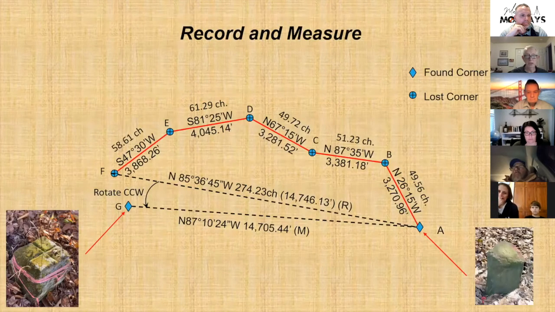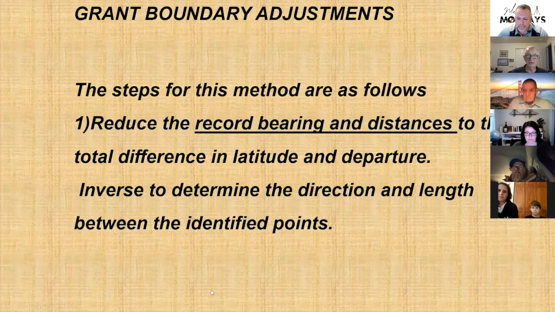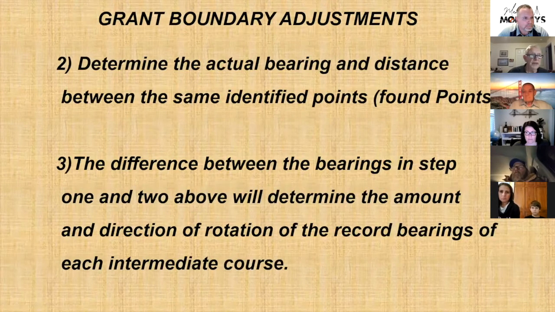If you remember, we found the difference in north and the difference in east between A and F, and we inversed between them, and we found a direction and a distance. That's what it said to do there. The next thing, determine the actual bearing and distance between the same identified points, but the found points. And so that's what we did between A and G. We have coordinates on both of them. We inverse between them, and now we have a bearing and distance between A and G.